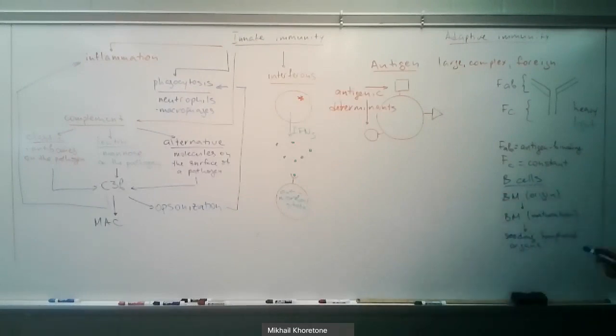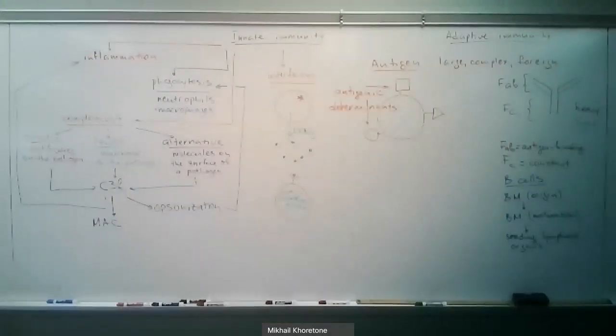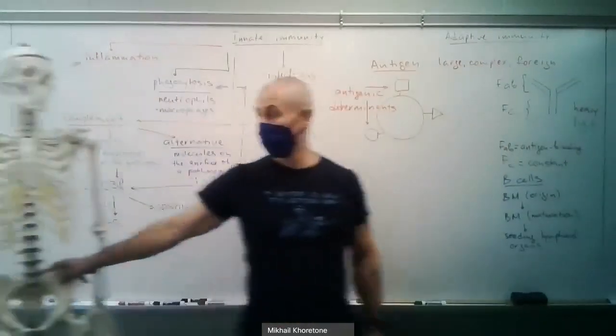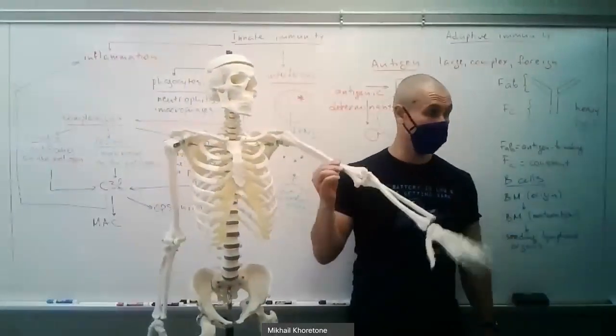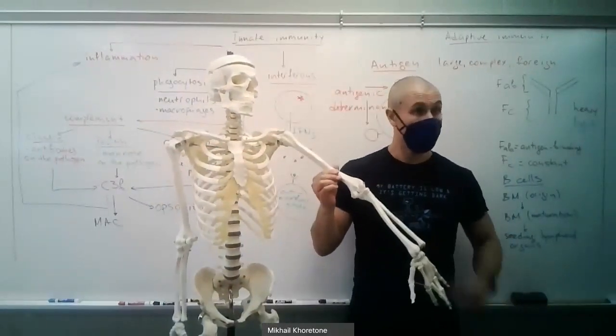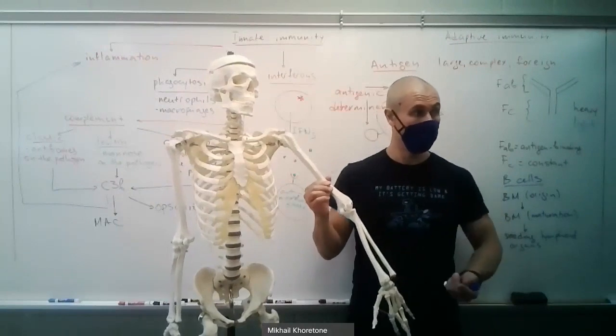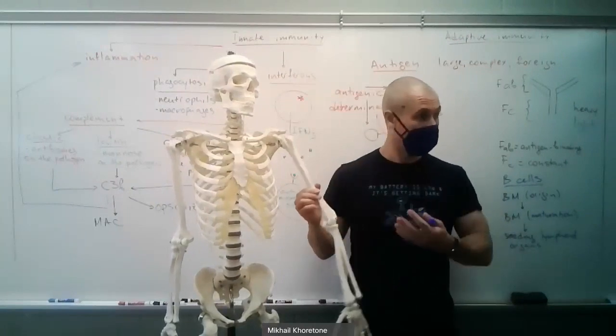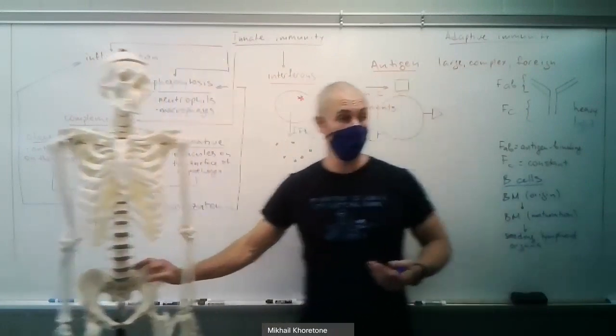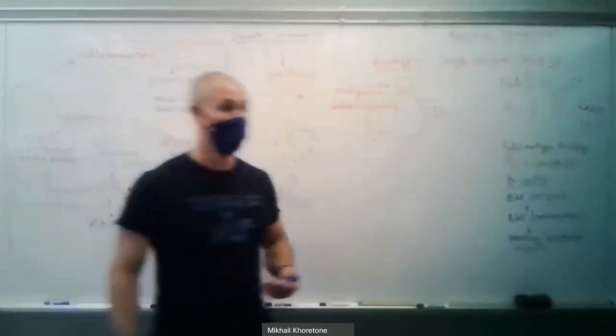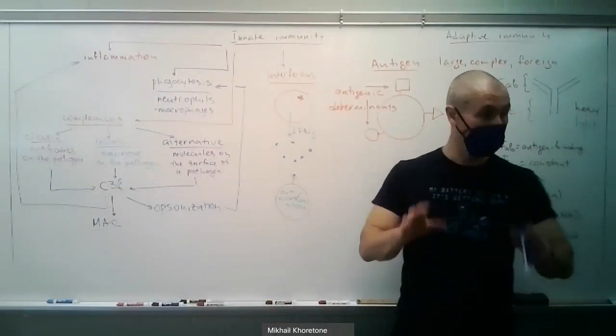So I'm going to pause here. Now, imagine a human body, right? Benjamin, right over there. Benjamin. Okay, so these B cells originate inside of the bones. They stay in the bones and mature. And then they leave the bone marrow and end up in the lymphoid organs such as the spleen and lymph nodes. Are we clear?